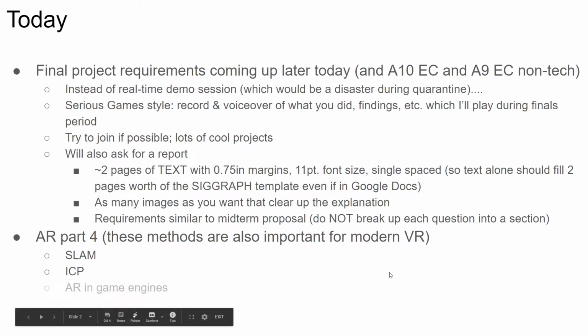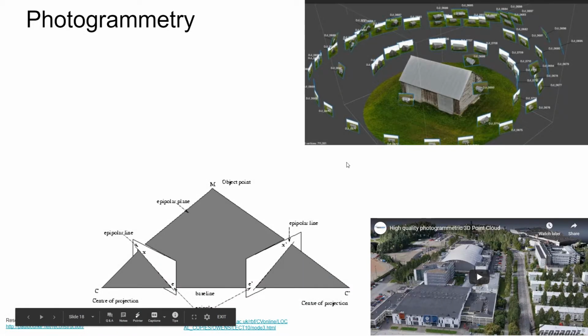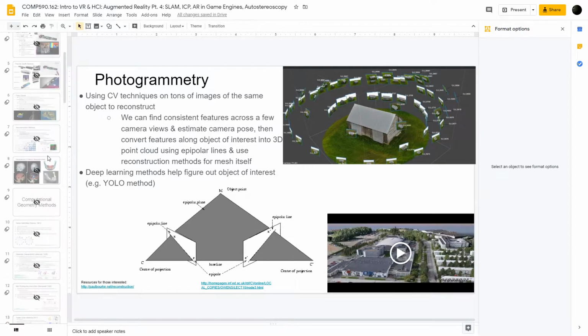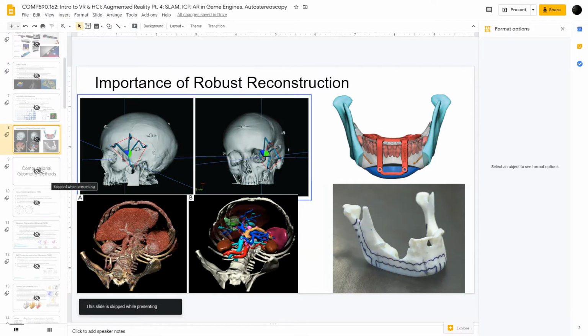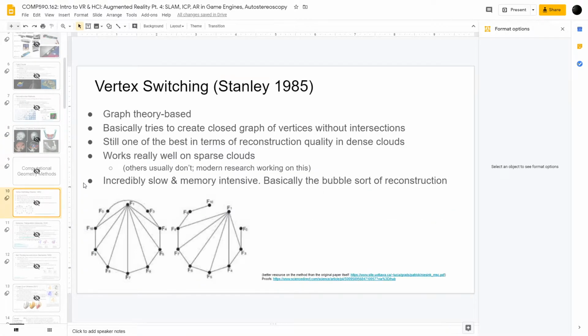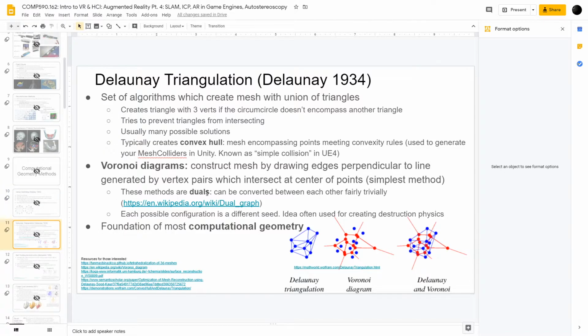So we'll talk about SLAM, iterative closest point, how you actually do AR in game engines, and then holograms. So last time, you can look at the old lectures, but last time we were talking about some reconstruction methods, how depth sensors work, some different reconstruction methods like computational, or the geometric methods, or sometimes they're called physically based methods or analytical methods. Most of these are based on this idea of Delaunay triangulation, where you basically create a bunch of points that have a uniform.